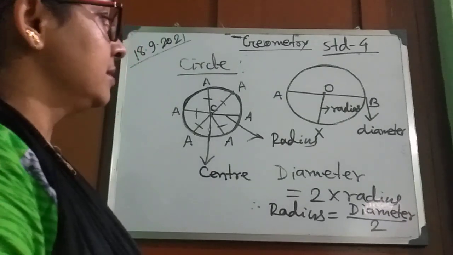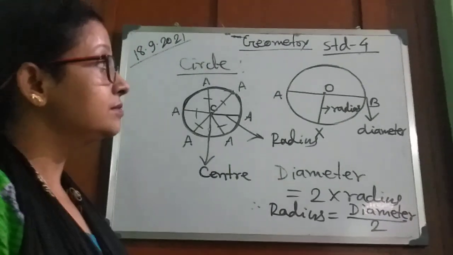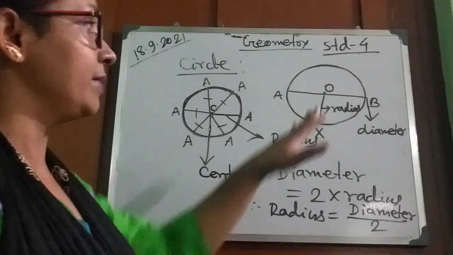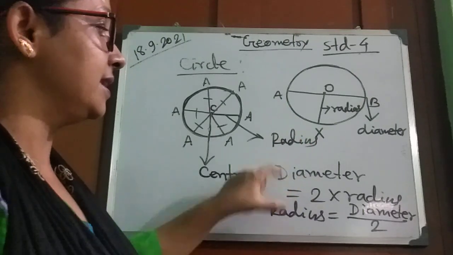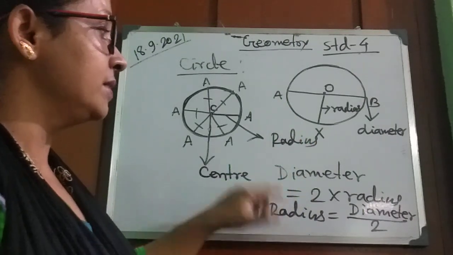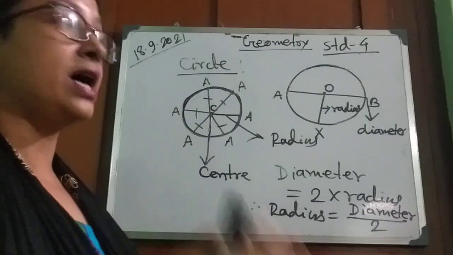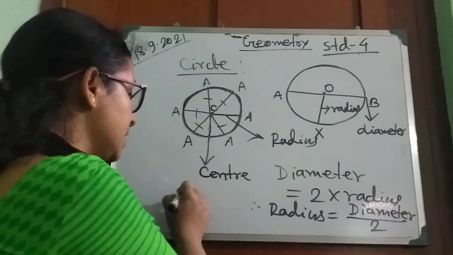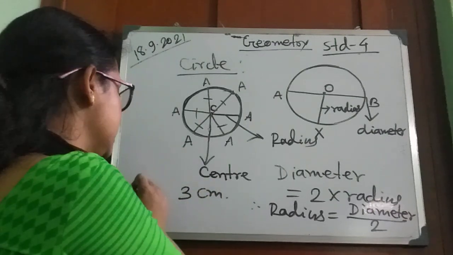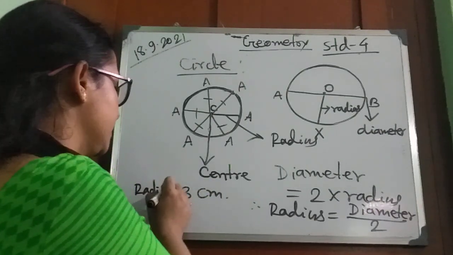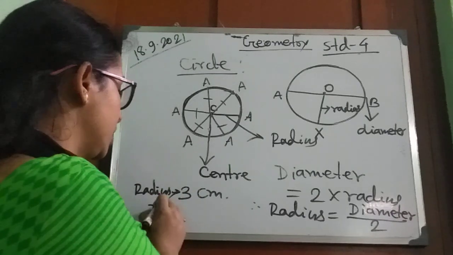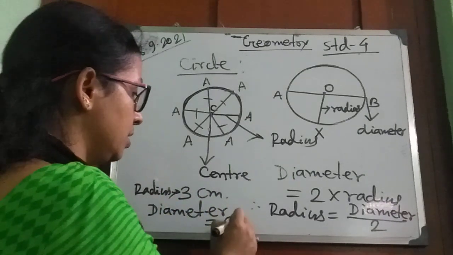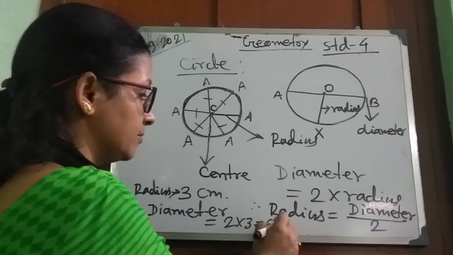In your book this may not be given: the diameter is a line segment and the radius is also a line segment, and what is the relation between them? The diameter is always 2 times the radius. It means if a radius of 3 centimeters is given, then the diameter will be 2 into 3, which means 6 centimeters.